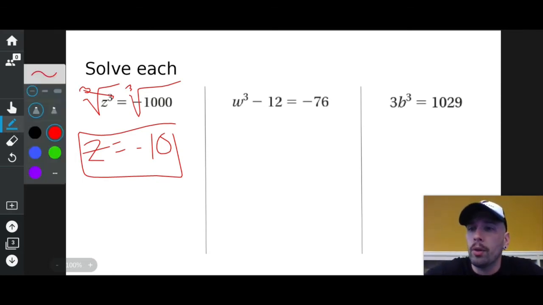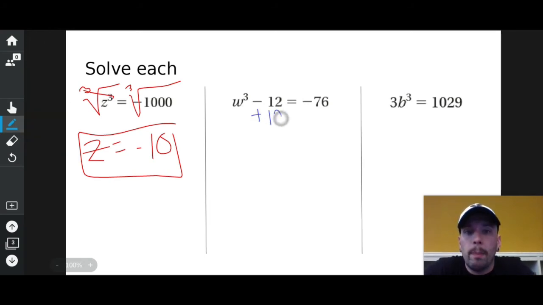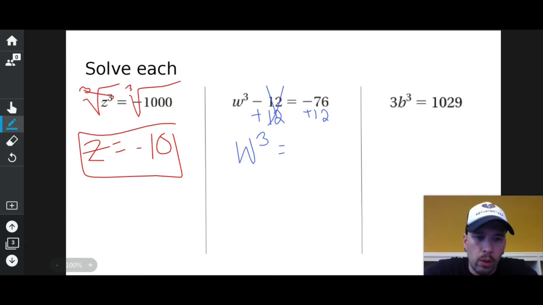Which one should I get rid of first? How about negative 12? I'll do that by adding 12. W cubed equals negative 76 plus 12. Negative 76 plus 12 is negative 64.